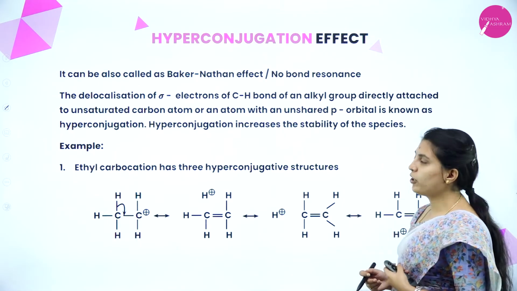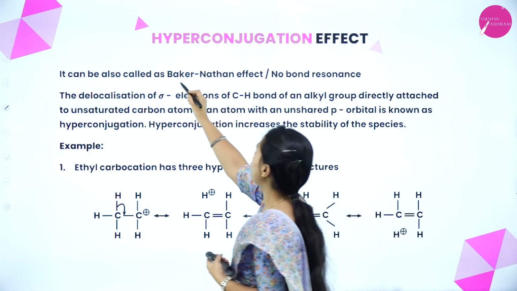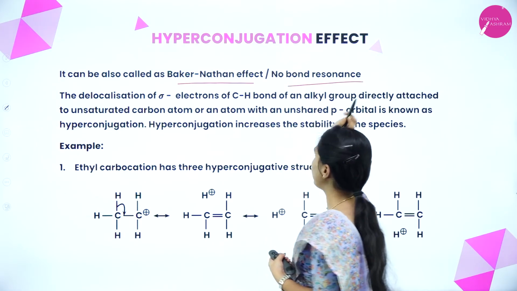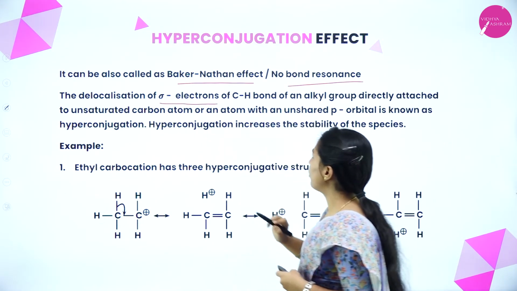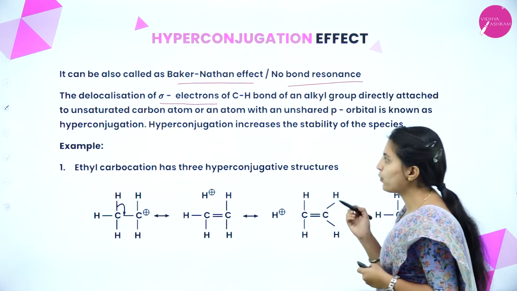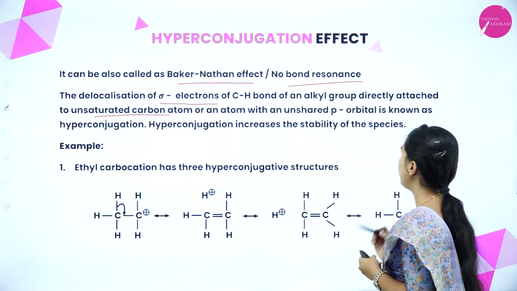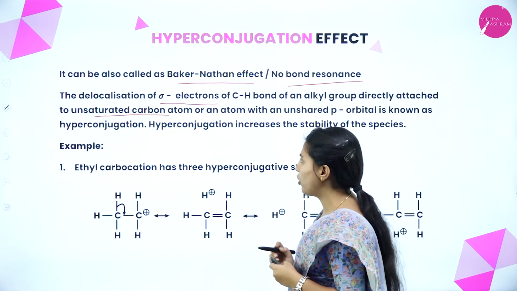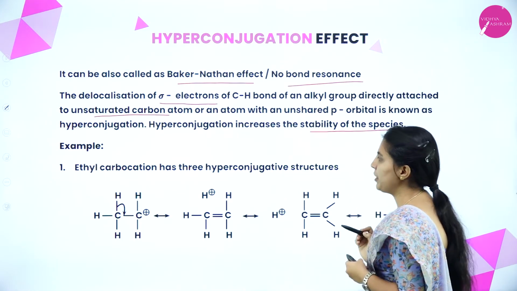Next is hyperconjugation effect. It can also be called the Baker-Nathan effect or no bond resonance. The delocalization of sigma electrons of a C-H bond of an alkyl group directly attached to an unsaturated carbon atom, or an atom with unshared p orbitals, is known as hyperconjugation. Hyperconjugation increases the stability of the species.